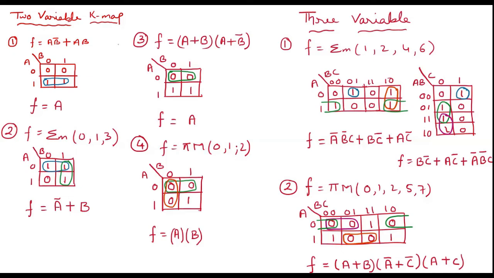F is equal to pi of m 0 1 2. Just like a min term equation, by seeing pi of m I can say this is a max term equation, and I have implemented the values 0 1 2 just like I did for 0 1 3. But here I have taken 0 in these places because this is a max term equation. Then I checked for the rule and I am finding this is a pair and this is a pair. For this, what value will I take? B is constant, A is changing, so I am taking B. From here I have taken A because B is changing. So A into B. Okay, these are max terms, right? I've given parentheses for clarification. So this is how I have solved for two variable different cases.